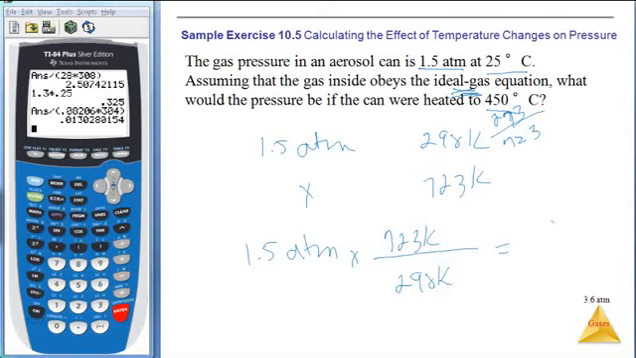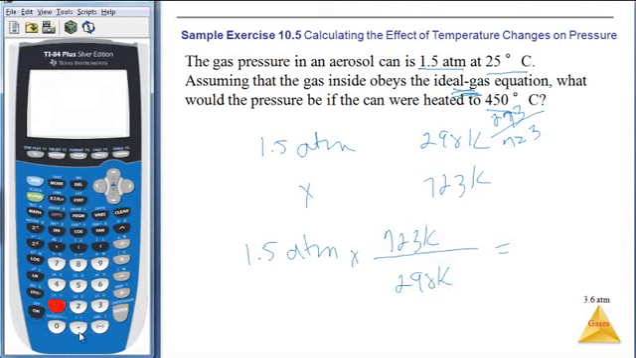If I punch all this in, 1.5 times 723, divided by 298, I get 3.6. I want two sig figs, 3.6 atm. Pressure goes way up.